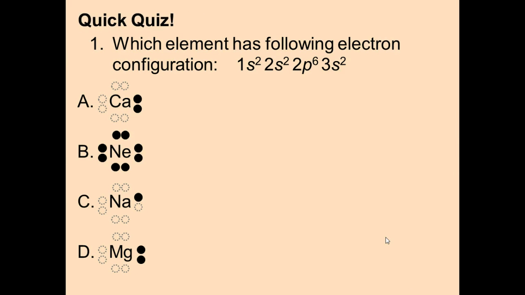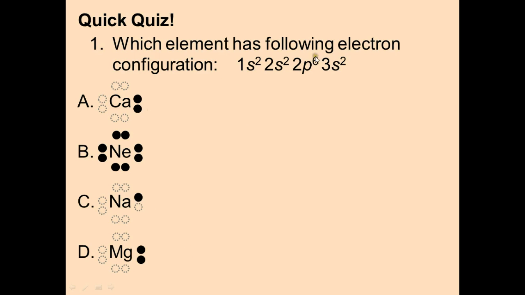And here's a quick quiz to see what we learned. Which element has the following electron configuration? A, calcium, B, neon, C, sodium, or D, magnesium. And these are Lewis dot structures or diagrams, and these show the valence electrons. And if you want to match up which one has the correct valence electrons, you would just look at the highest coefficient. But here we have 2 answers with the same number of valence electrons, so we have to figure out how many electrons it has total, not just the valence electrons.